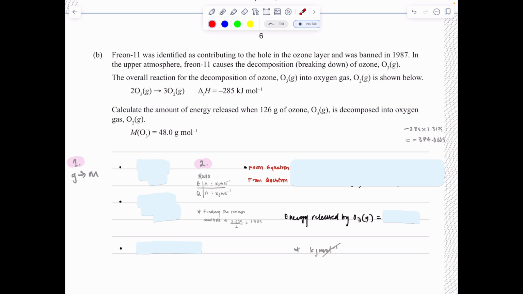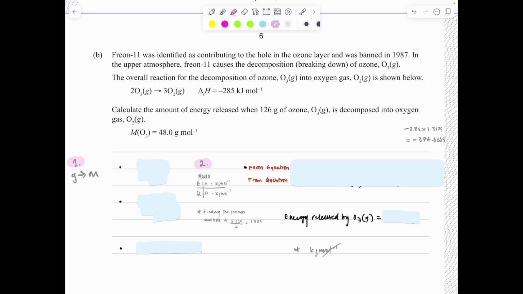Very useful. Anyways, Freon 11 was identified as contributing to the hole in the ozone layer and was banned in 1987. In the uppermost atmosphere, Freon 11 causes the decomposition of ozone, O3. The overall reaction is shown below, where we've got O3 decomposing into O2. This is the energy that is released. We know it's released because it's got a negative sign, it's exothermic. Calculate the amount of energy released when 126 grams of ozone, O3, is decomposed into oxygen gas, okay?